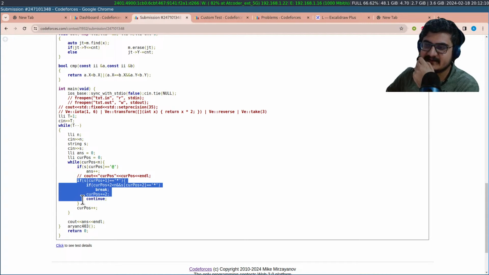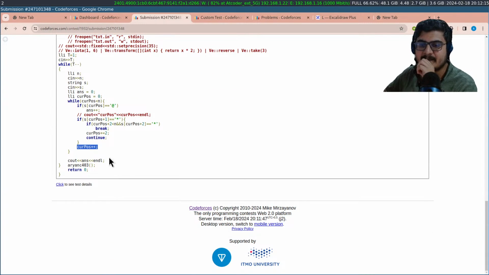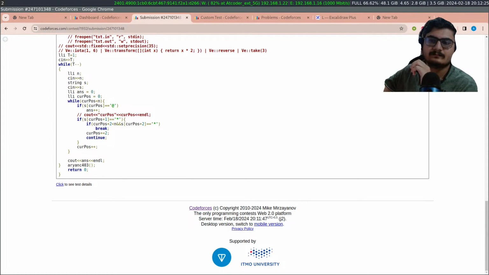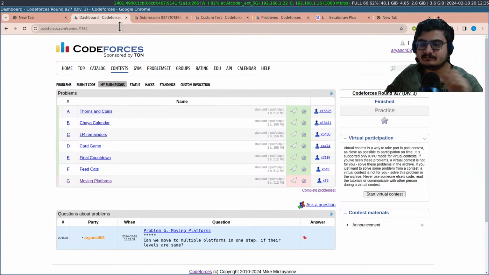And if the next cell is not blocked, then you simply jump one more point to it. And this was essentially the idea. Any questions on this one before I move to the next problem? Okay, so I will move to the next problem.